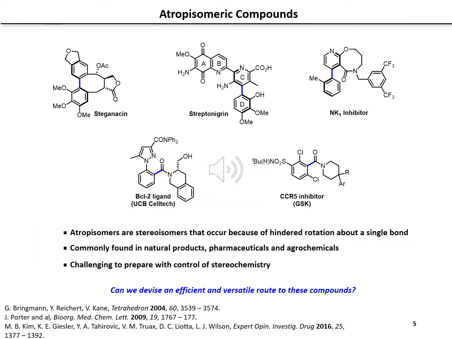As previously explained, atropisomers result from the hindered rotation about a single bond, and they can be found in common compounds such as natural products, pharmaceuticals, or agrochemicals. Here, for example, one of the most famous is streptonigrin, an anti-cancer and antibiotic. So for these compounds, they are very challenging, a true challenge to prepare with the control of stereochemistry. So the big question is, can we devise an efficient and versatile route to these compounds?